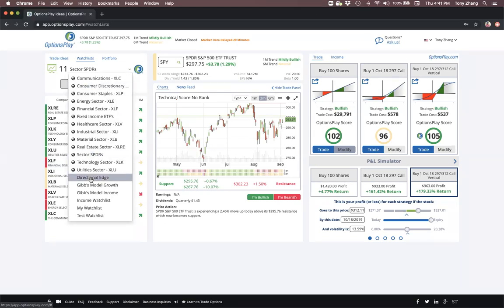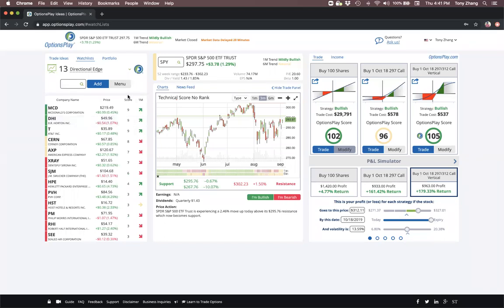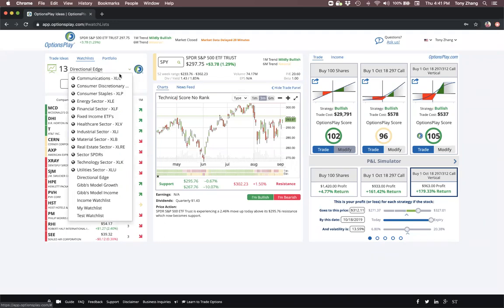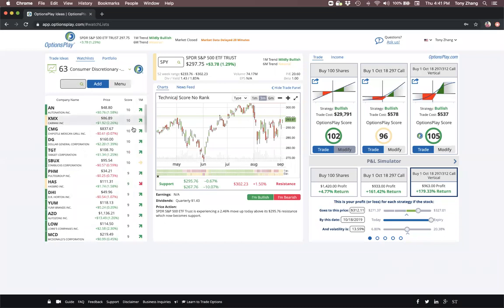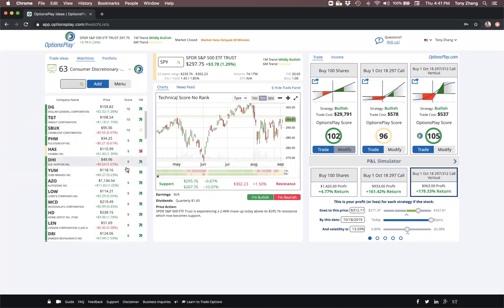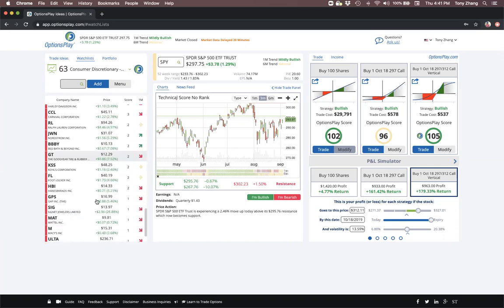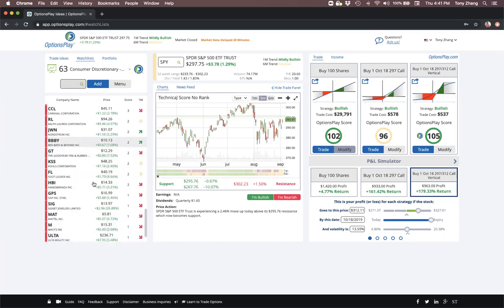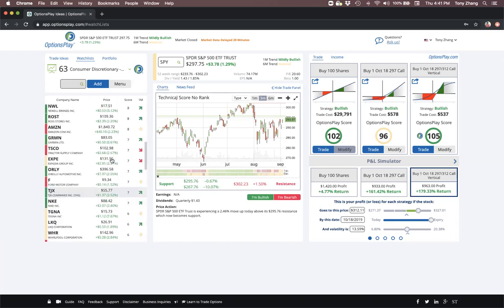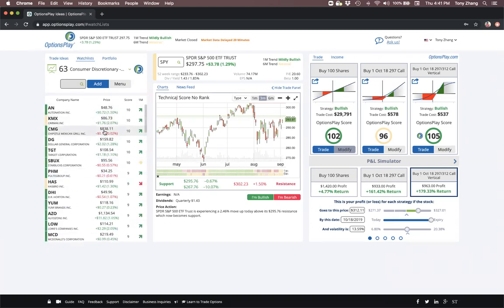So I've already created a watch list here based on some of the symbols that I've scanned for today. But notice how quickly I can pull in an individual sector. Let's say I want to take a look at discretionary, which I know is one of the strongest sectors. Now I can look at all the names in the discretionary sector and say, well, all these names here at the bottom, these are the names that I don't want to look at. The names at the top, those are the ones that I really want to pay attention to.